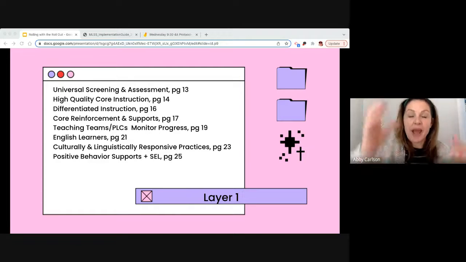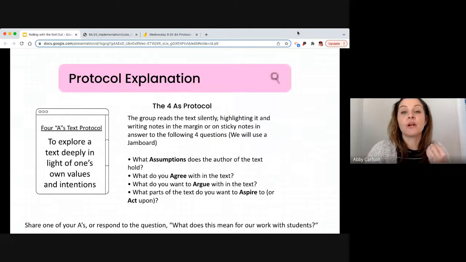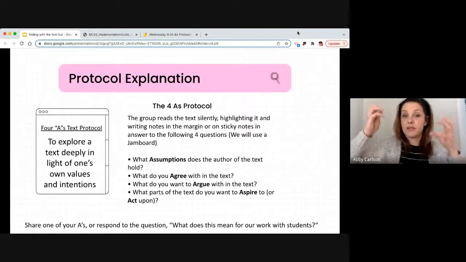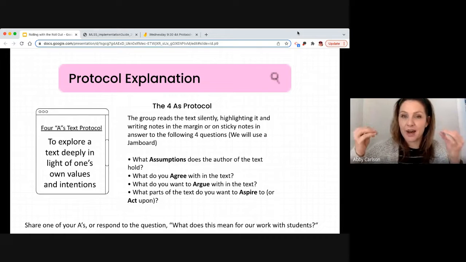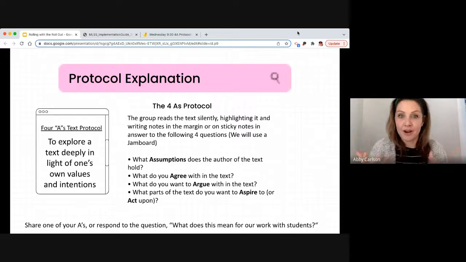What we're going to ask you to do as you're getting new information is we're going to structure this with a protocol. We're going to use the 4A protocol to help us as we're reading this new information. We're going to explore this text deeply in light of our own values and intentions. That's one way to adjust the previous schema that we have: we're allowed to assume, agree, argue, and aspire to the information that we're given.